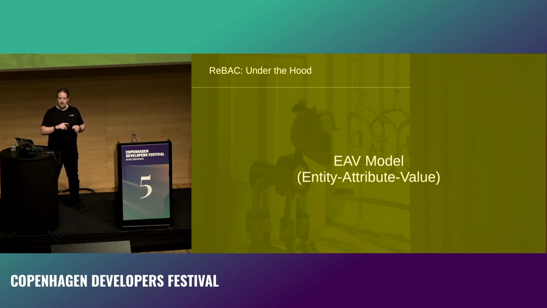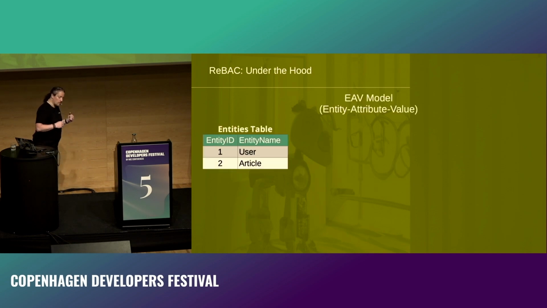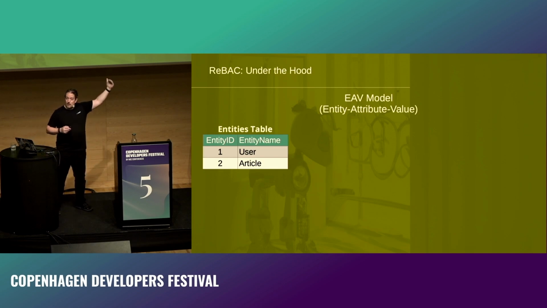So first, I'm going to have a look at how that works, so we can see how those things connect together, and that's going to help us understand the ReBAC model a little more clearly. So we have a table that defines entities. As I mentioned, if we want to add an entity, we just add a row into a table. And in this case, we've got two entities: the user and an article. So looking at a CMS type system.